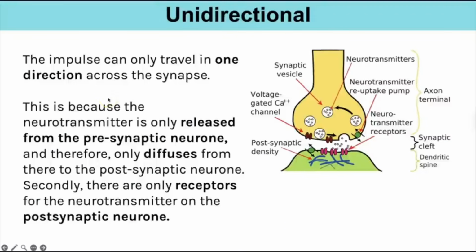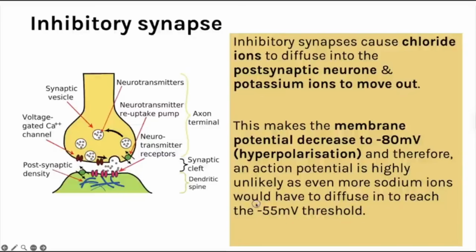Now, the movement at a synapse is unidirectional. The impulse only travels in one direction, and there are a few reasons why that's the case. Number one, the neurotransmitter is only released by the presynaptic neuron, and therefore you get this concentration gradient. So it can then only diffuse from that location to where there's a lower concentration at the postsynaptic neuron. And secondly, you only have the receptors that the neurotransmitter binds to on the postsynaptic neuron's membrane.